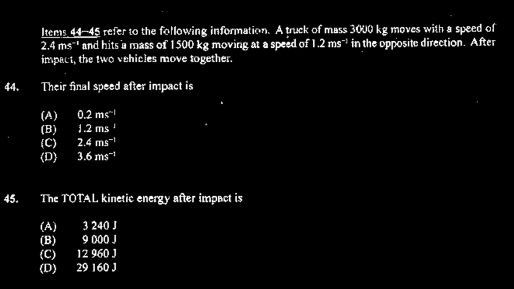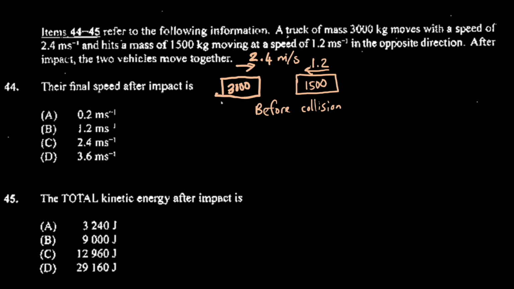Alright, so for this particular question, it says that we have two vehicles. We have like a truck. Let's just use a box to represent a truck. It has a mass of 3,000 and it's moving at 2.4 meters per second. And there's a mass that is 1,500 and that's moving at a speed of 1.2, but they're going in opposite directions. Okay, so we have one truck going this way and we have the other mass moving this way. So this is before collision. Now we want to see what happens after collision. So after collision, when they hit, they move together. So because they move together, we can say that they are going through the same velocity.